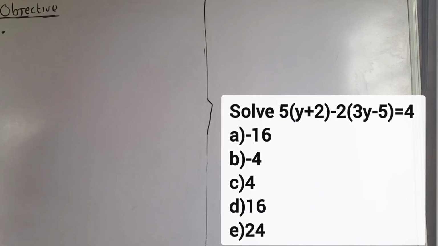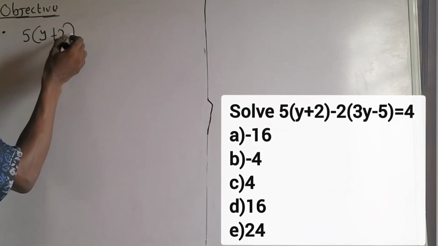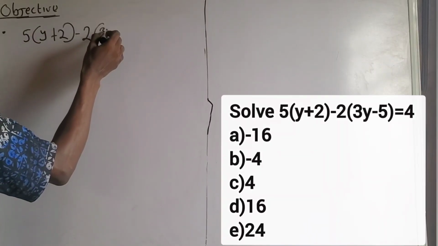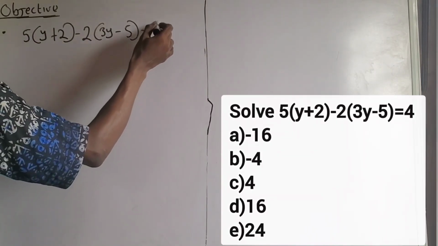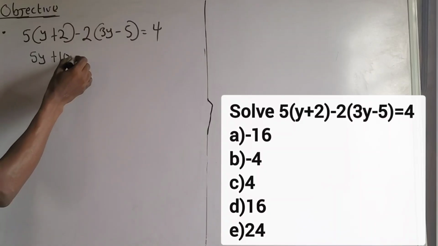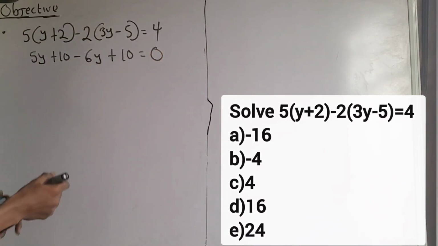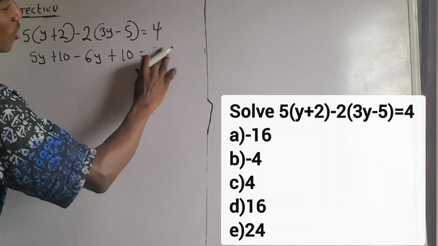Solve the equation 5 multiplied by y plus 2, minus 2 multiplied by 3y minus 5 equals 4. Okay, how can we solve this equation? Well, to do that, open the parentheses using the number that is outside the bracket. Okay, so I'm going to have 5 times y, that is 5y plus 10 minus 6y plus 10 equals what? 4. Do you understand?